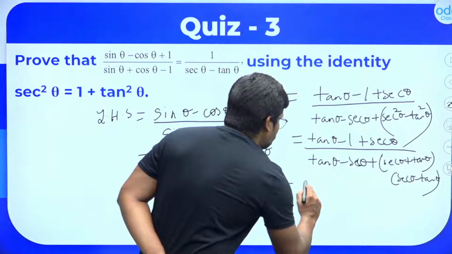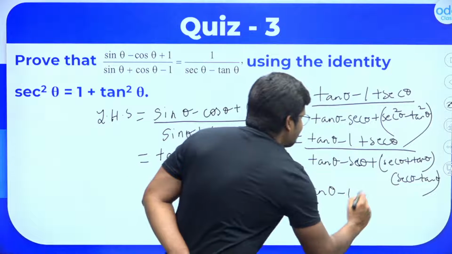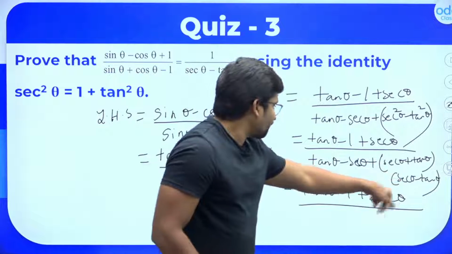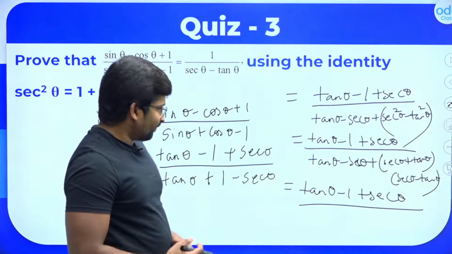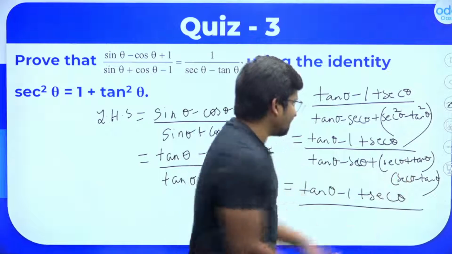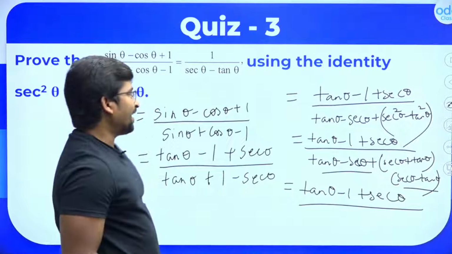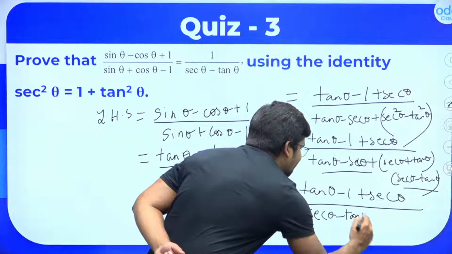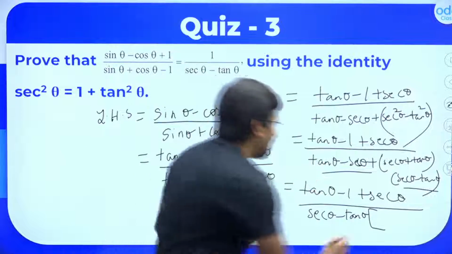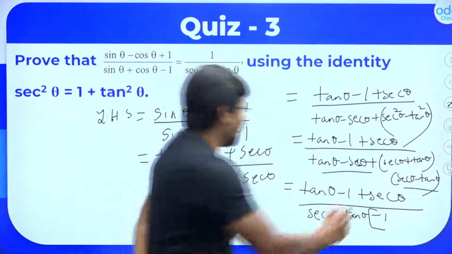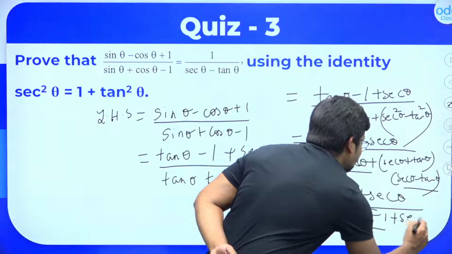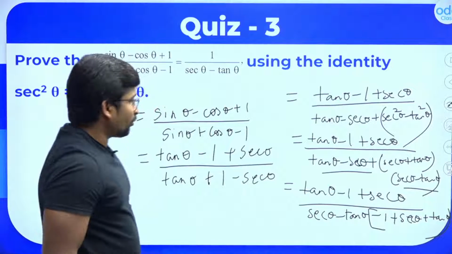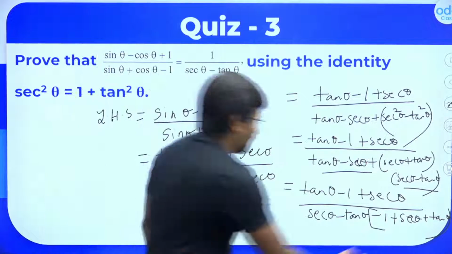So which will be equal to tan theta minus 1 plus sec theta whole divided by, now what can you do over here is, can you take sec theta minus tan theta common from here and here? You can easily take sec theta minus tan theta common. When you take sec theta minus tan theta common, what will be left here? A minus 1 will be left here, and here what will be left? Plus sec theta plus tan theta will be left here. Is this clear to all of you? So that is basically sec theta plus tan theta minus 1.